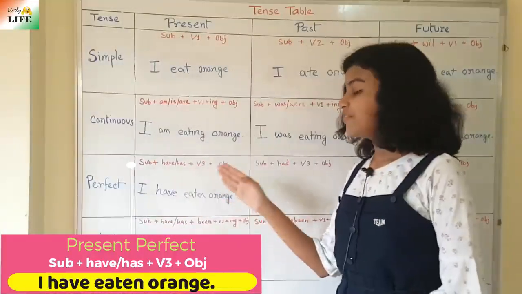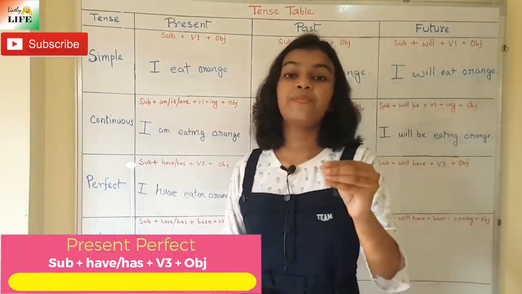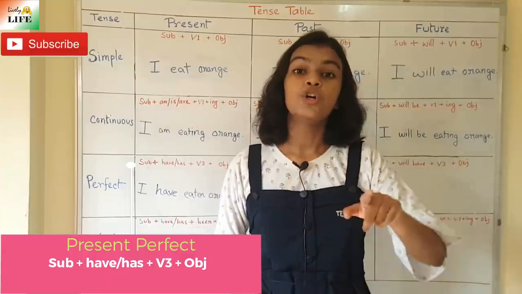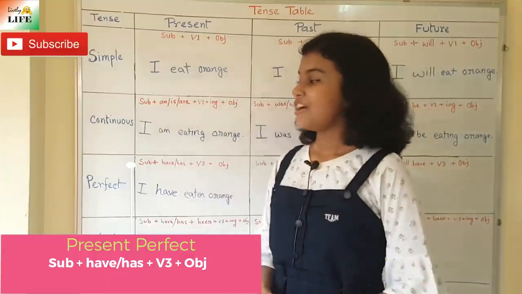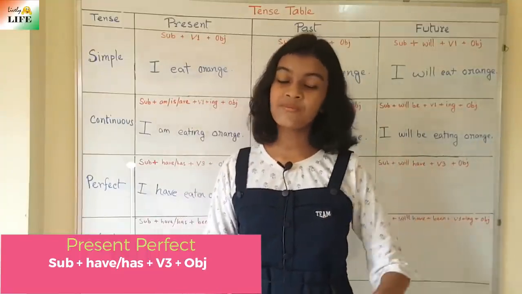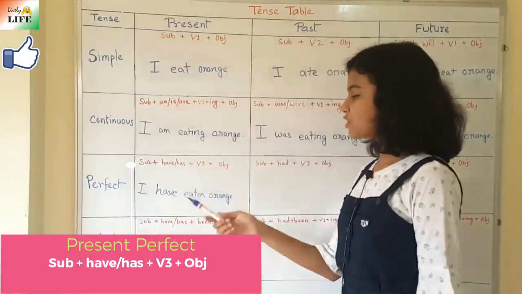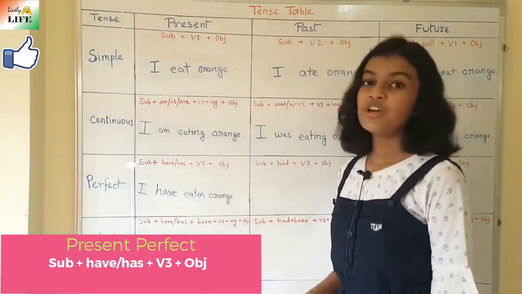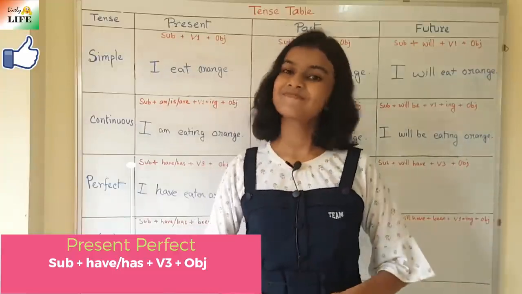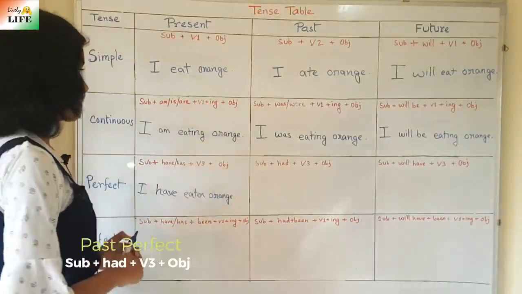I have eaten orange. Some other examples are I have played football, and then I have gone to school. So go is the first form, went is the second form, and gone is the third form. So what are we going to use here? The third form. So I have gone to school. Okay, so this was present perfect tense.